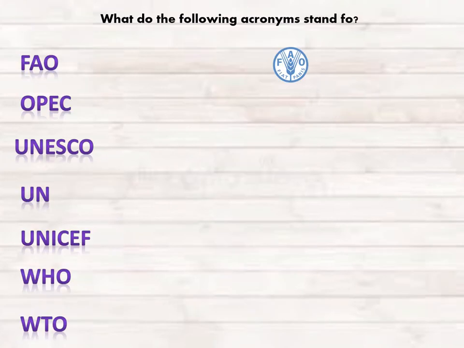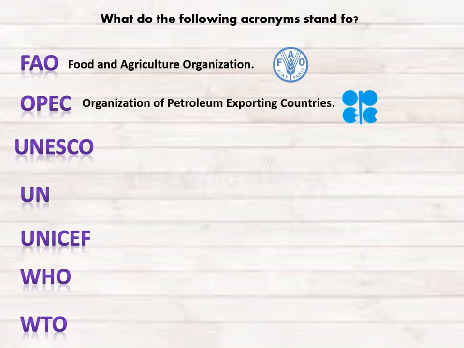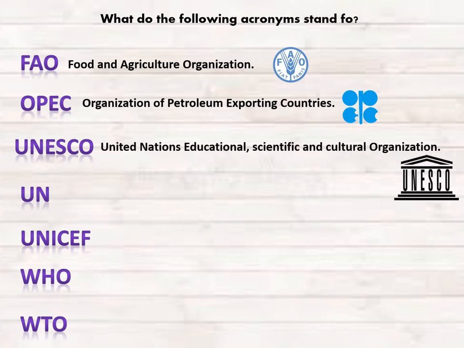Now, what do the following acronyms stand for? Look at the first one. You have the logo with the FAO and Fiat Panis. And I said Fiat Panis means let there be bread. So it stands for Food and Agriculture Organization. OPEC. The acronym OPEC stands for Organization of Petroleum Exporting Countries. And UNESCO. UNESCO stands for United Nations Educational, Scientific and Cultural Organization.